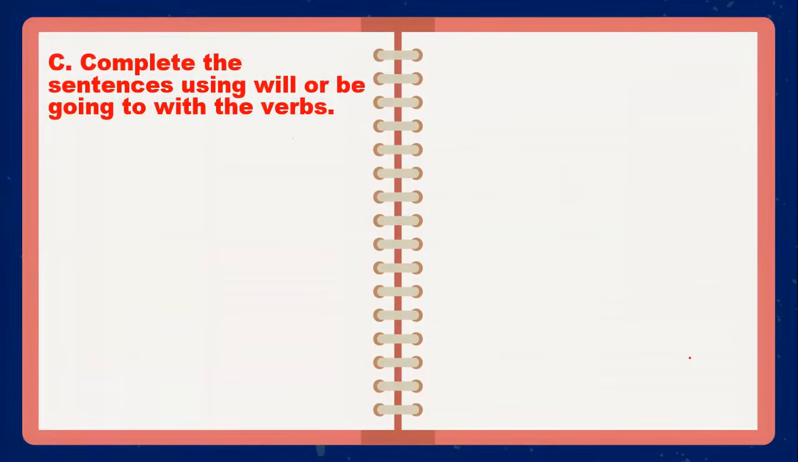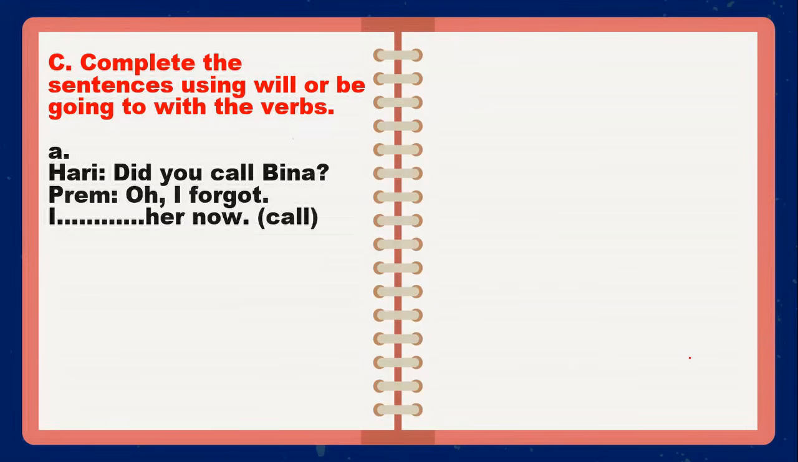And next question says complete the sentence using will or be going to with the verbs. So this time will or be going to, you figure out yourself. Did you call Bina? Prem says, oh, I forgot. I'll call her now. Decided at the moment of speaking.